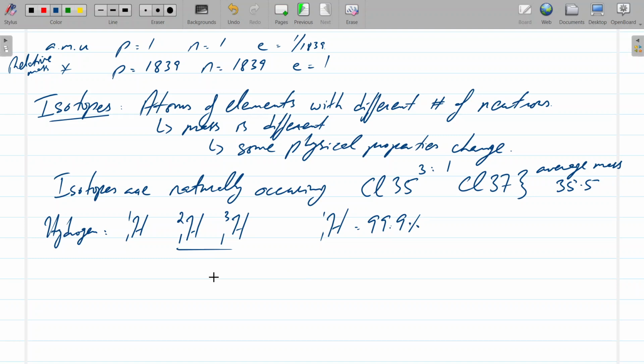These two are very rare, and so they are made when required. They are artificially made as well. They are naturally occurring, but they're so low in abundance that normally you wouldn't notice. Deuterium is called heavy water.